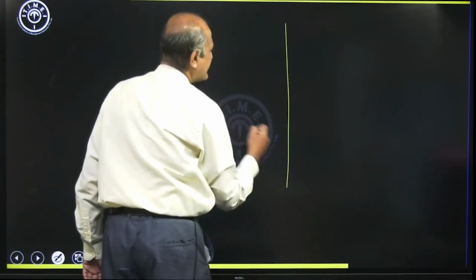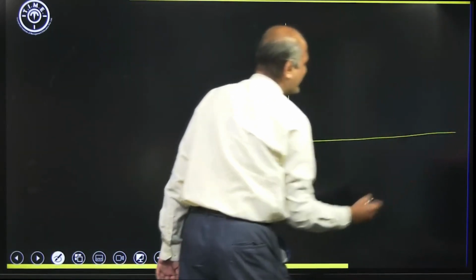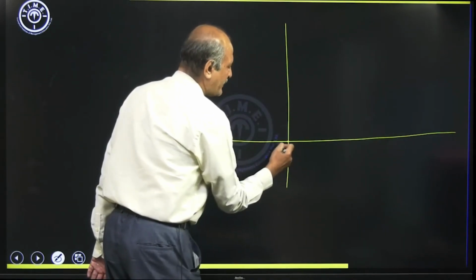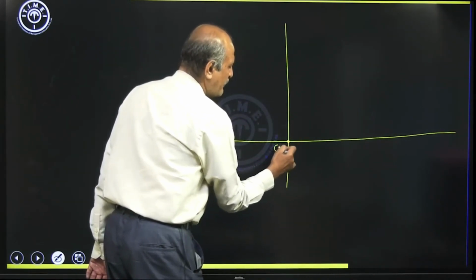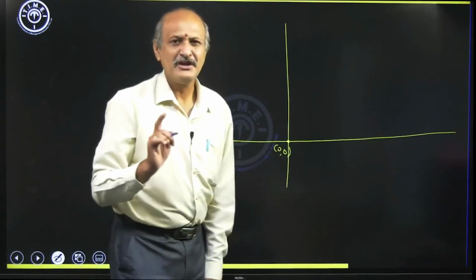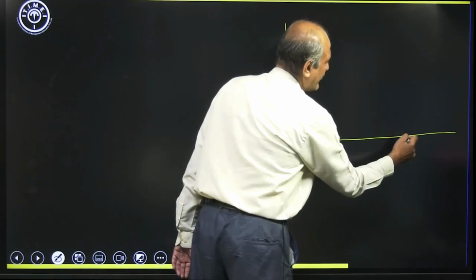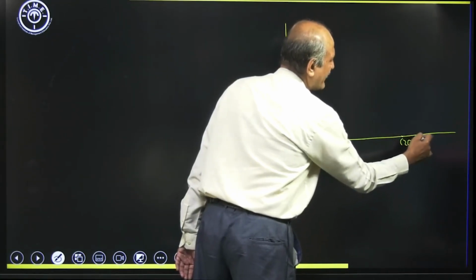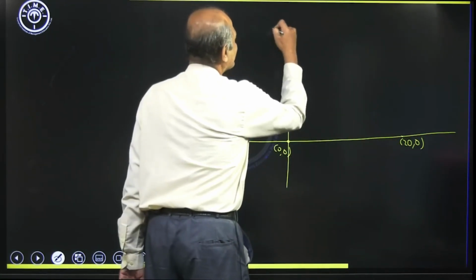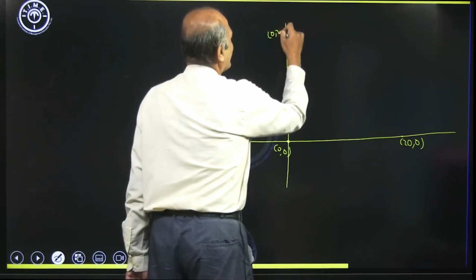See here, consider a coordinate plane like this. This point here we know: it is the origin, and its coordinates are 0, 0. The other points: there is a point on the x-axis, 20, 0, and a point on the y-axis, 0, 20.